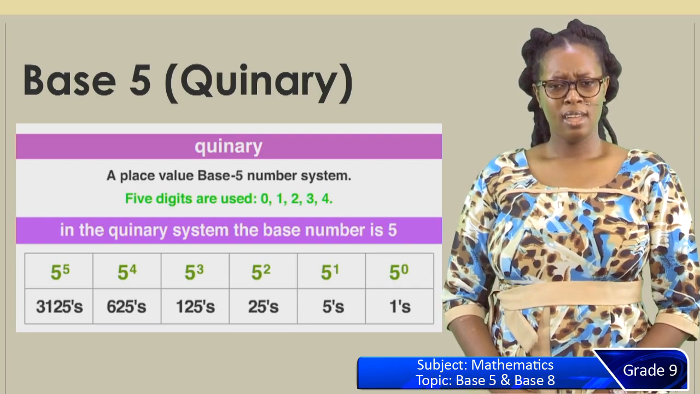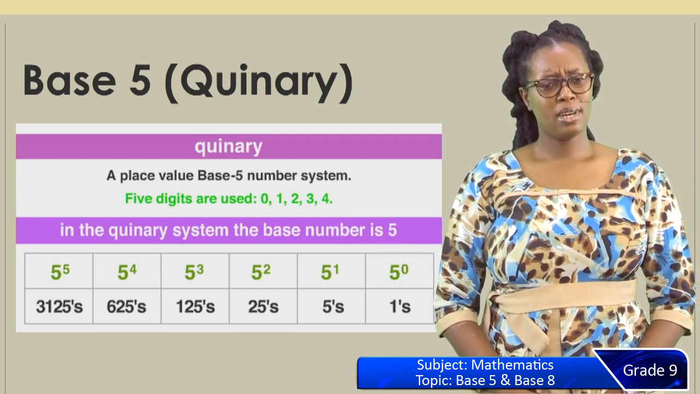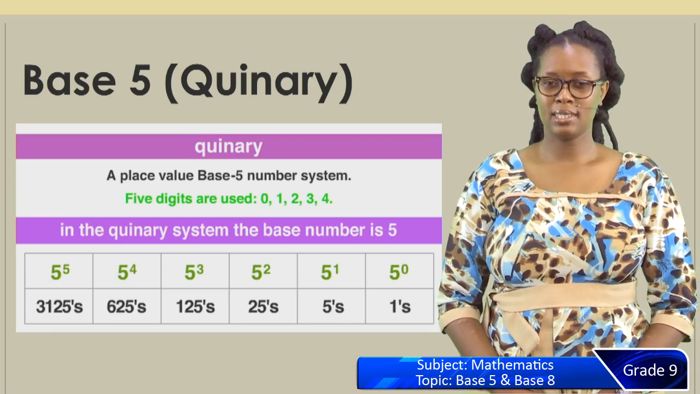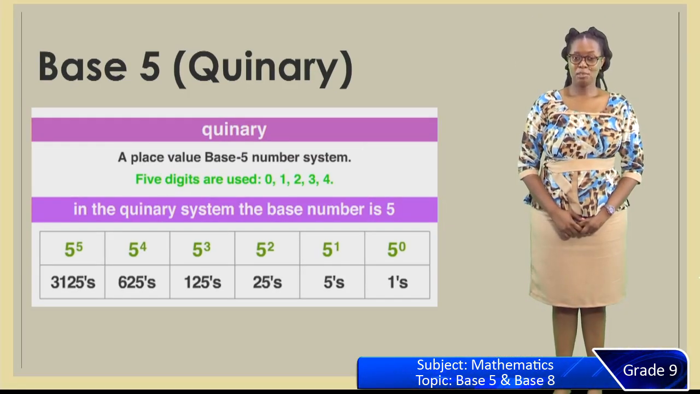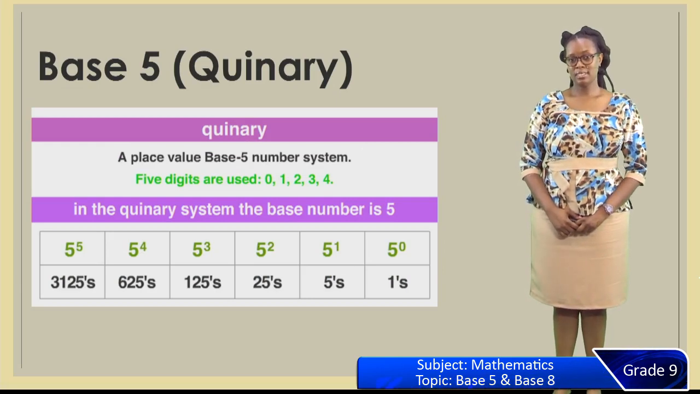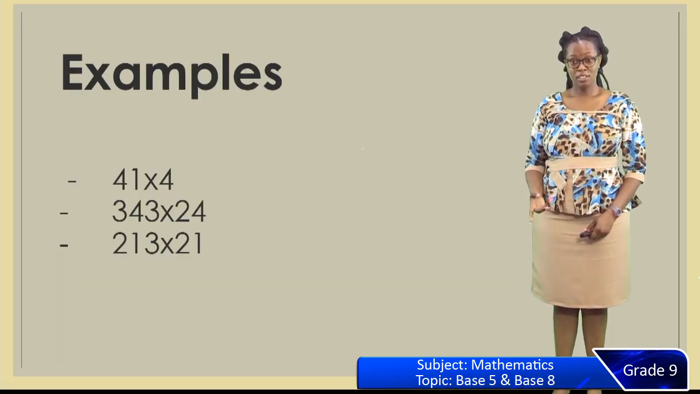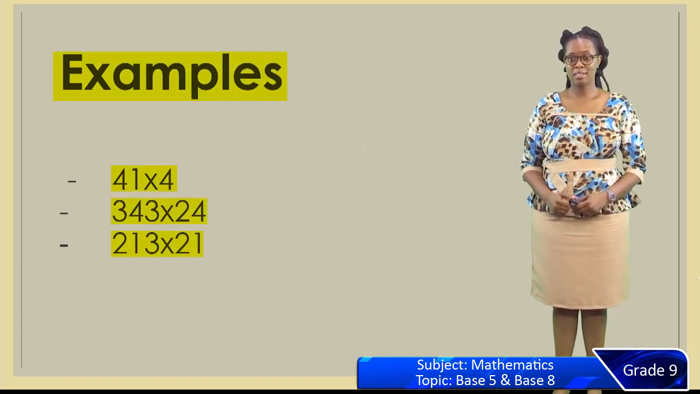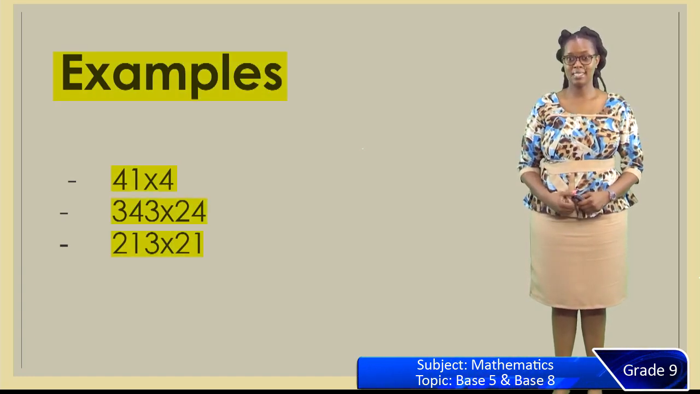So moving on. If we want to multiply numbers in the base 5 number system, how do you think we would go about doing that? Well, I'm going to go through some examples to see if you guessed correct. Now, we're going to be looking at 3 examples on how we multiply numbers using the base 5 number system.